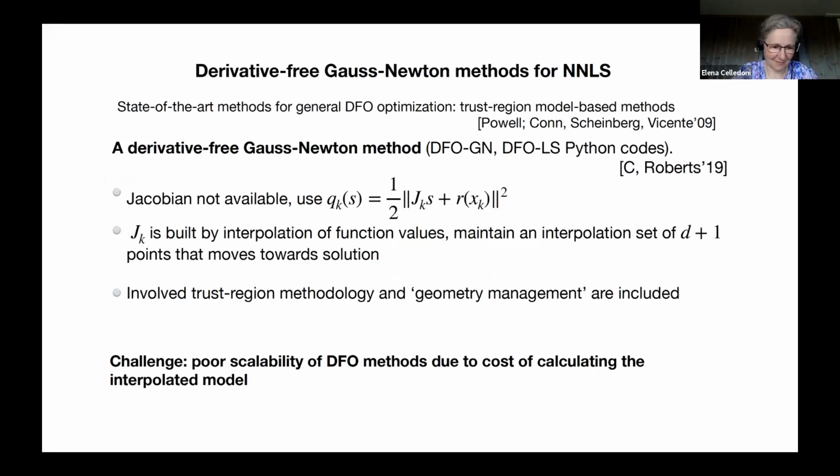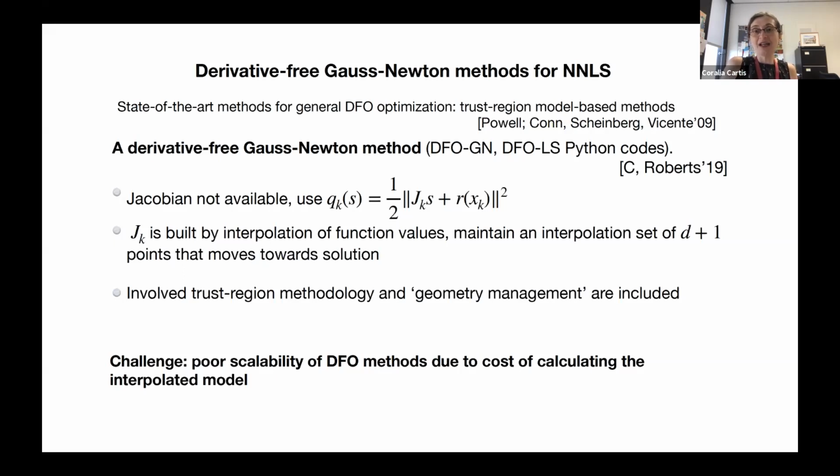Thank you, thank you. Okay, so I talked about the case when we have derivatives. We may not have them stored in the Jacobian, but we have access to Jacobian actions, a small number of Jacobian actions. But what if I don't have the Jacobian at all and I want to approximate it by interpolation of function values? So this is the context of derivative-free optimization.